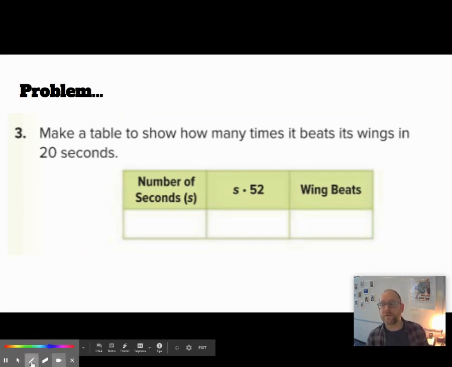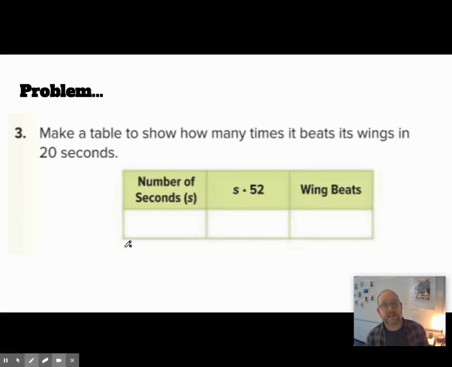So let's say we want to go longer. Could we figure out for 20 seconds? And we can. We're just going to follow the same thing. The only thing changing here initially is going to be our independent variable, which will be 20 in this case, because that's the number of seconds we want. We're going to take that 20, that independent variable, and plug it into our function. So our function rule is we're going to take our independent variable, which is 20, and we're going to multiply it by 52.